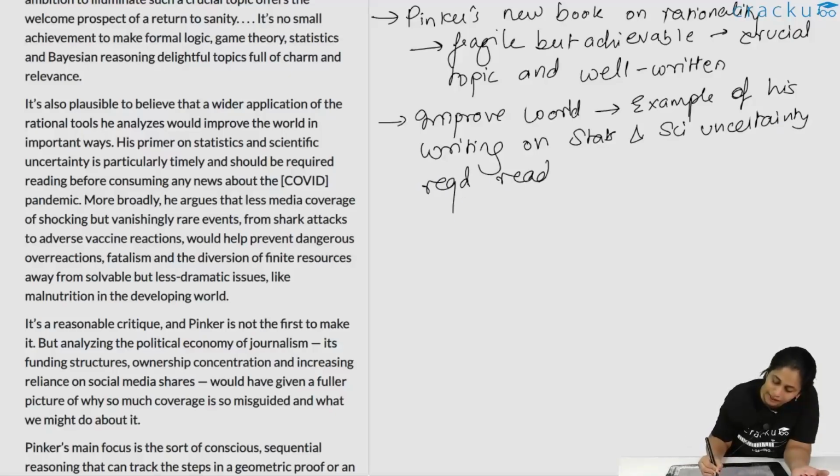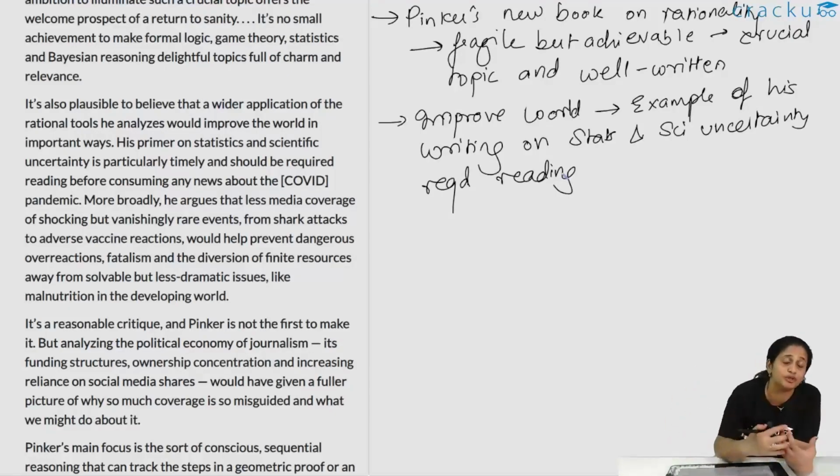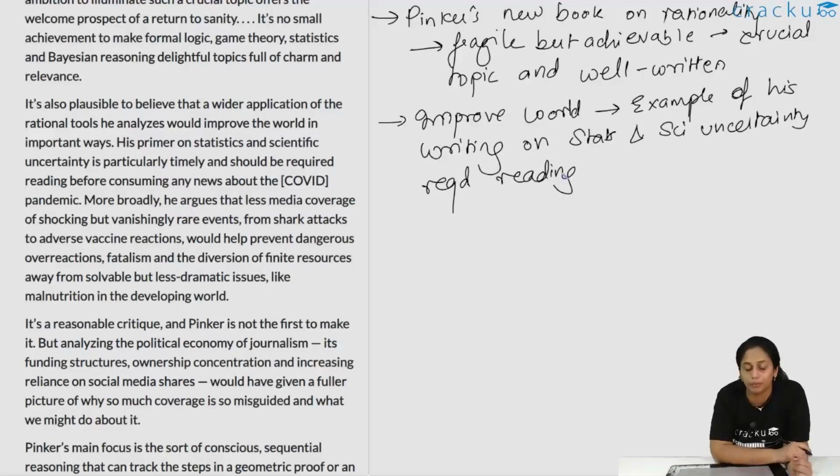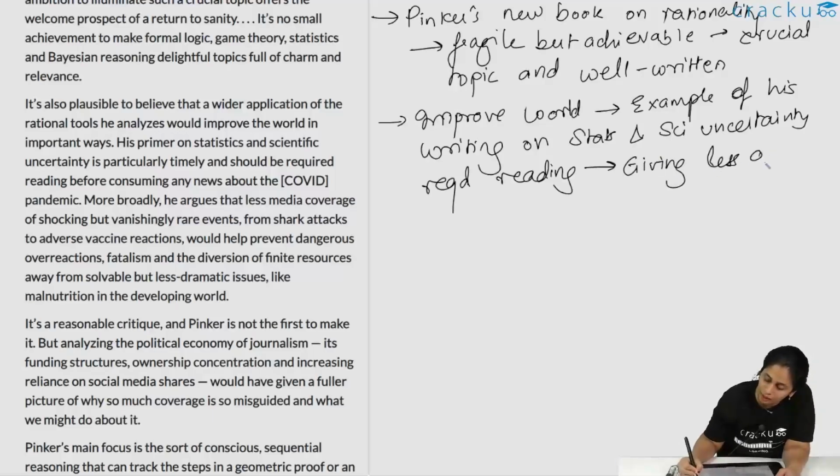Required reading basically is giving it a lot of importance, saying that this is necessary to read, people should definitely read this. So he calls it that, look at this, this work is important. More broadly, he says that another point the author highlights is about giving less attention to low frequency and dramatic events.